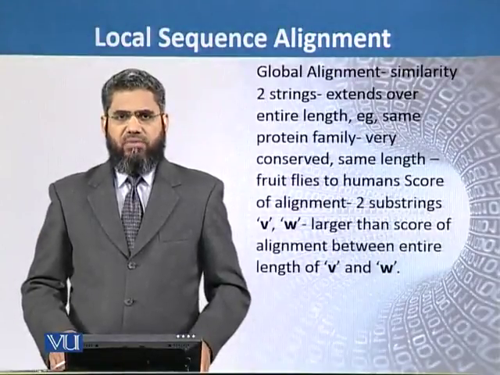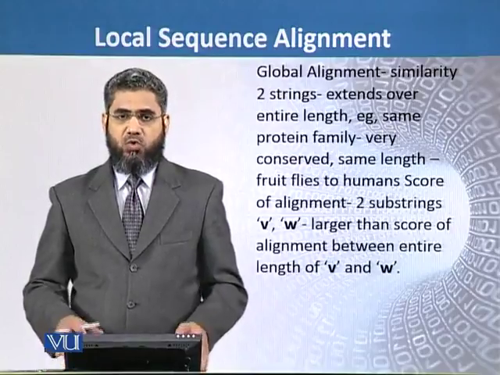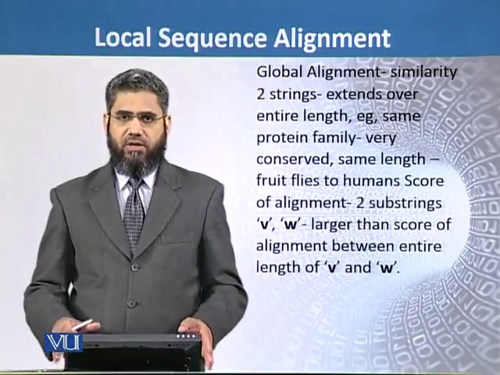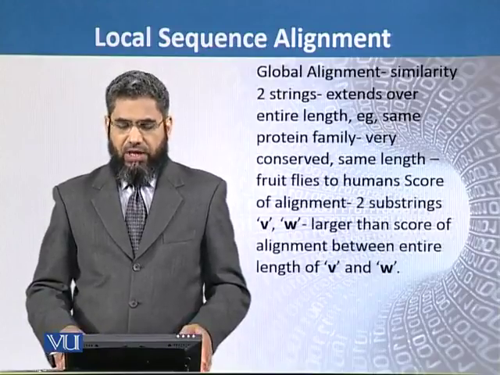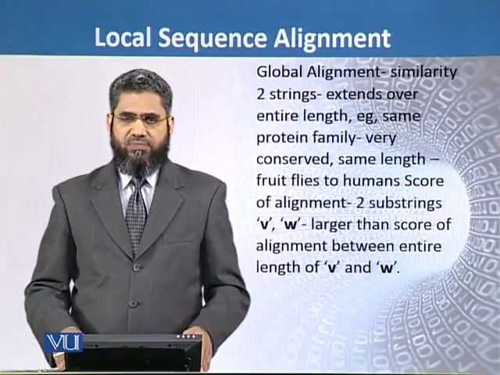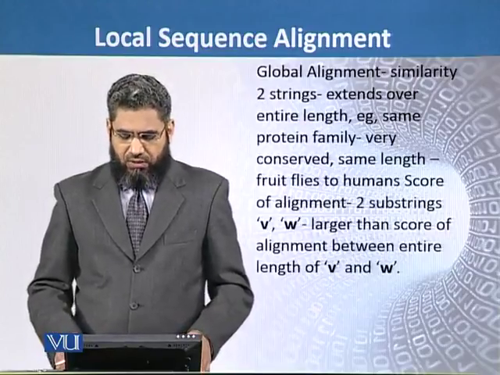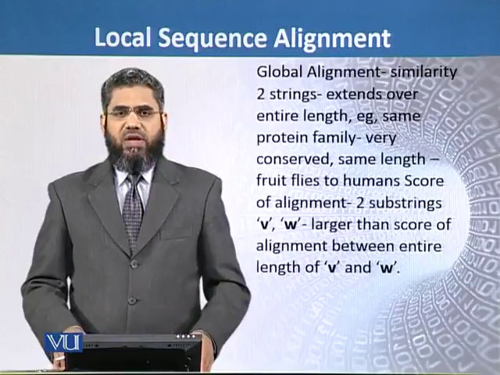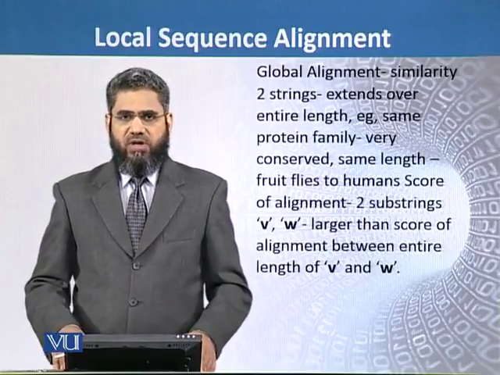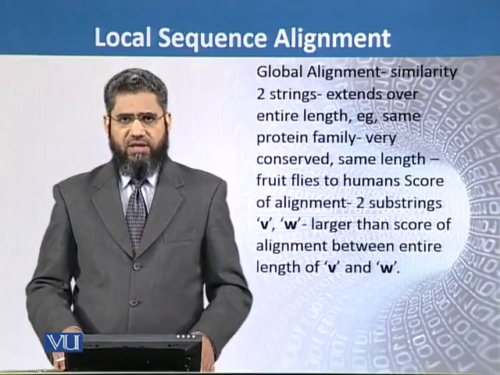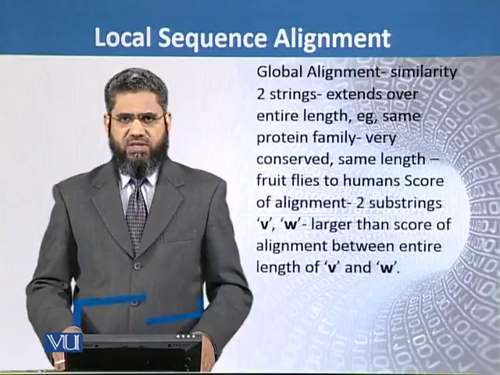Global sequence alignment seeks the similarity between the two strings throughout. It means that in global sequence alignment, we have to see the alignment between the two strings from one end to the other end, globally. This is possible only when the two protein sequences are very similar to each other.